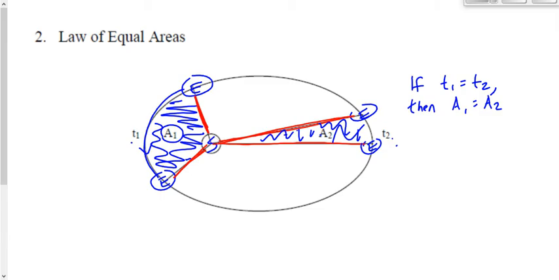That is, if this time is a month and this time is a month, or this time is 3 days and this time is 3 days, then these two areas swept out by that red line are going to be exactly the same. Now, why do we care about that? Who cares if the areas are the same? That seems like kind of just a neat mathematical trick. Well, it has a pretty big implication, actually.